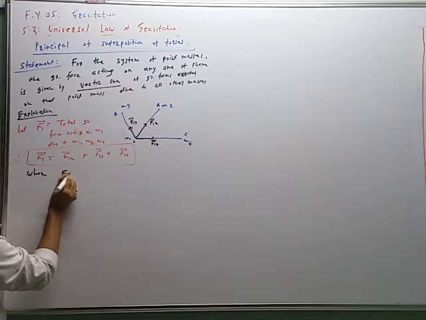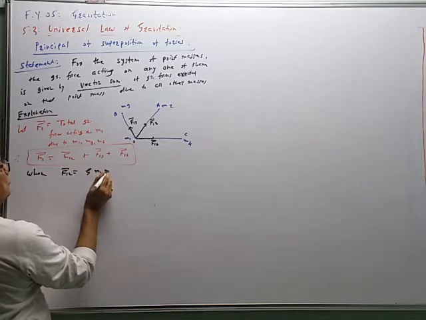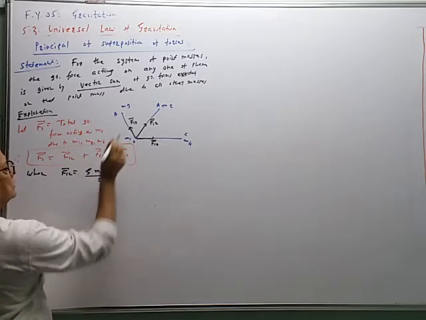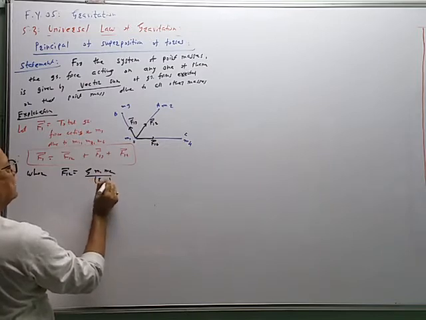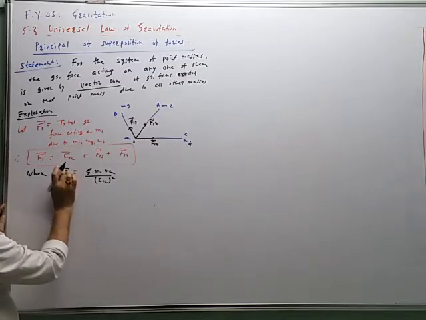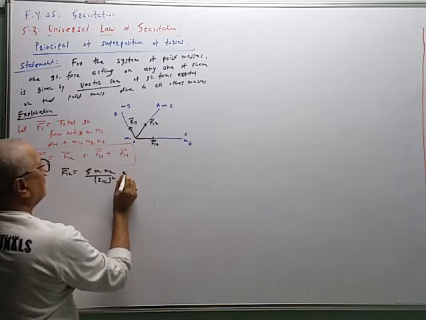where F12 is equal to G m1 m2 upon r12, the distance between them, whole bracket square, like this. This is the magnitude. And now if we have to add the direction, then this is equal to vector r21.